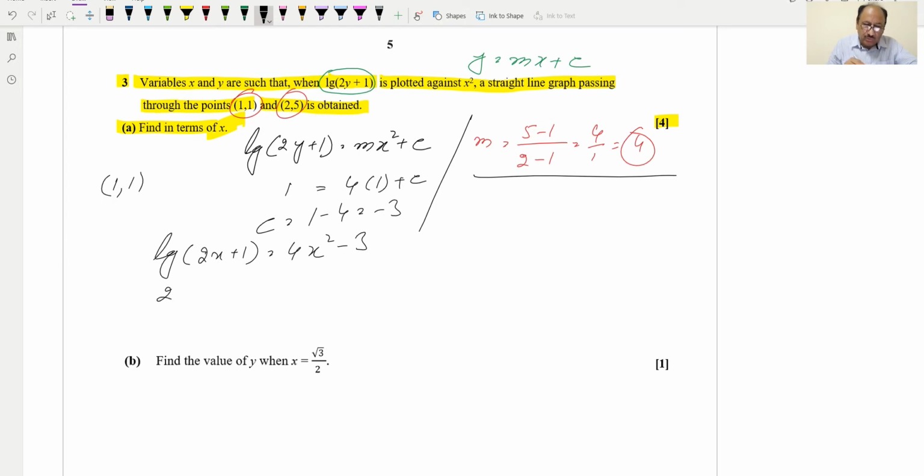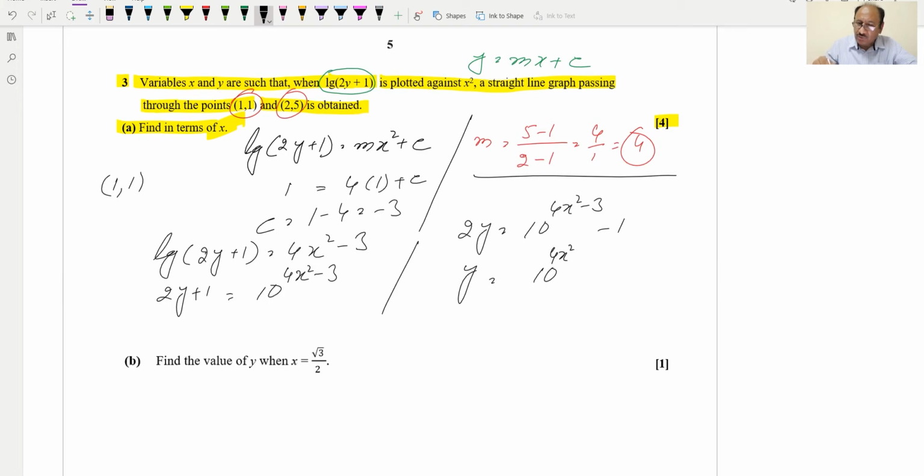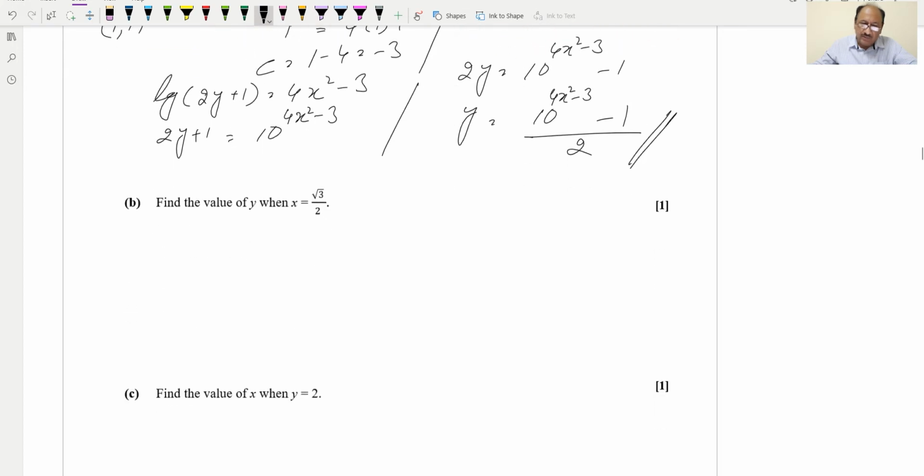Next we will be writing 2, this is 2y, not 2x, 2y. Okay, so 2y plus 1 is equal to, we are taking base 10 on both sides, so log will be removed, so 10 raised to 4x square minus 3, and now we can rewrite it as 2y, 1 we are shifting to the other side, so 10 raised to 4x square minus 3 minus 1, and y will be equal to, 2 also we are shifting to the other side, so 10 raised to 4x square minus 3 minus 1 divided by 2, and this will be the y in terms of x, which we have done.